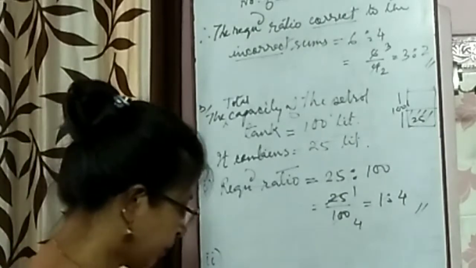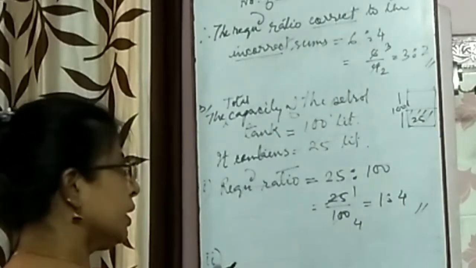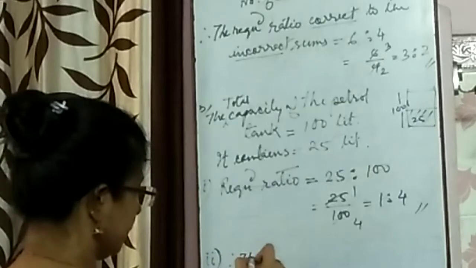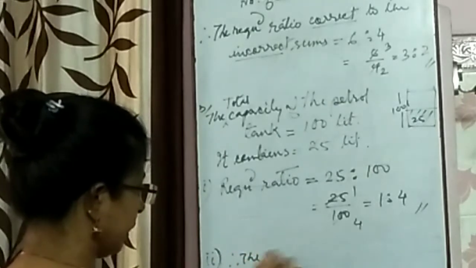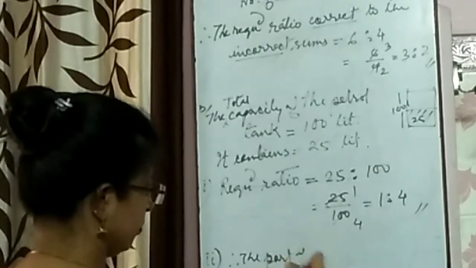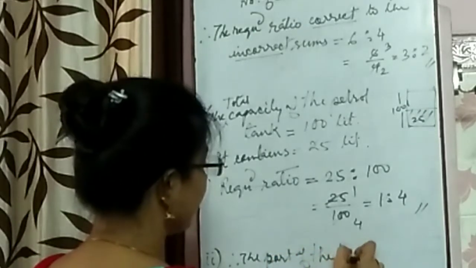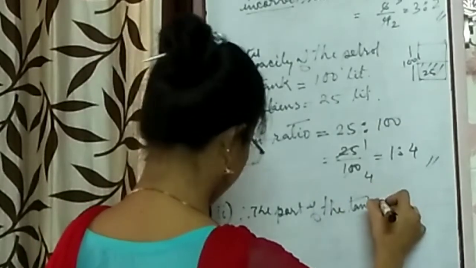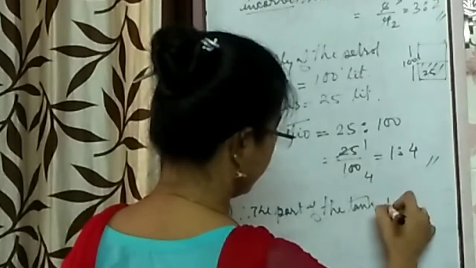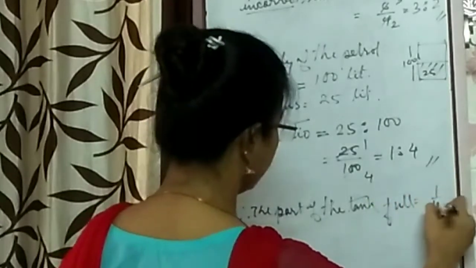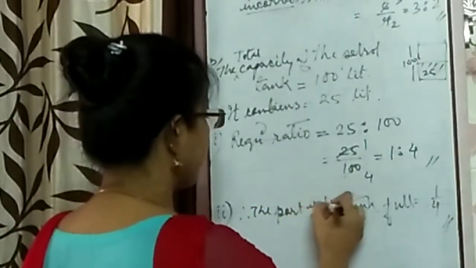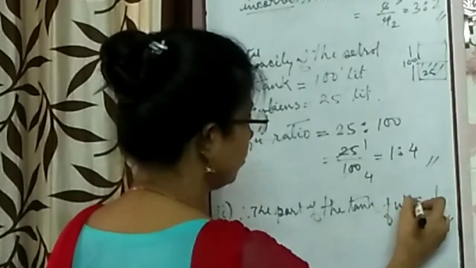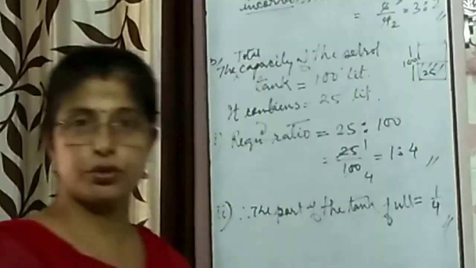And the second part is, what part of the tank is full? Now it's a fractional number. Therefore, the required part, the part of the tank full is equal to 1 by 4. This is a part of the tank. How much part? How much is the ratio? That is the part of the tank which is full is equal to 1 by 4.